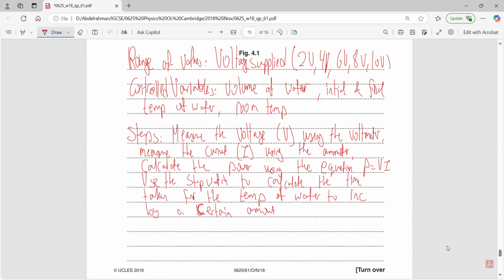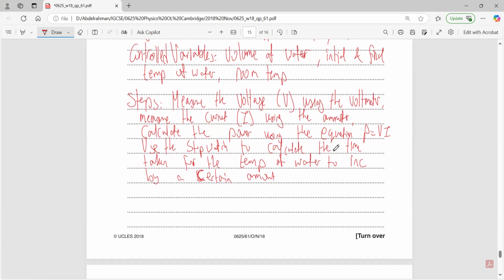What would happen when we start the experiment? What will happen when you switch on the current? The water will start to heat up. The water has to have an initial temperature, a constant initial temperature. For example, it was 20 degrees Celsius. It will heat up until it reaches 40 degrees Celsius. So we need to calculate the time taken for the water to heat up from 20 to 40 degrees Celsius. And then we need to repeat the experiment using a different voltage input.